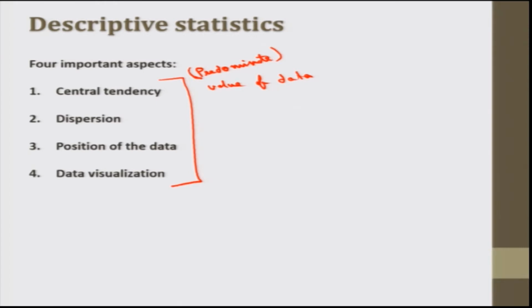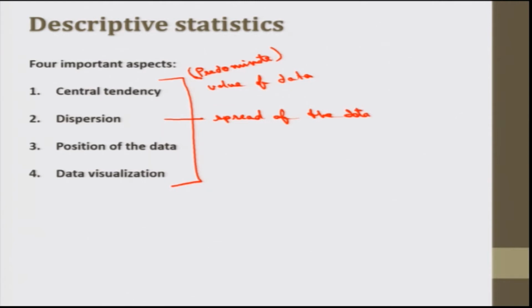The measure of central tendency is a single value that describes the way in which a group of data cluster around a central value. To put it in other words, it is a way to describe the center of the data set. Next is dispersion. Dispersion is nothing but the spread of the data.